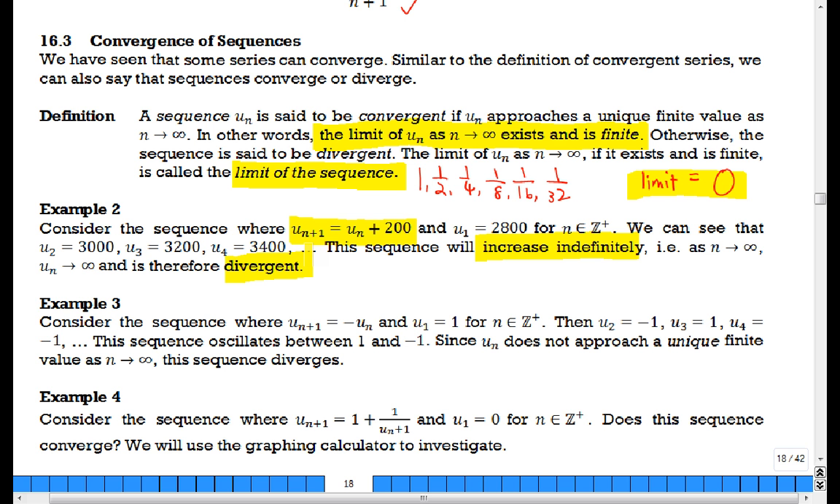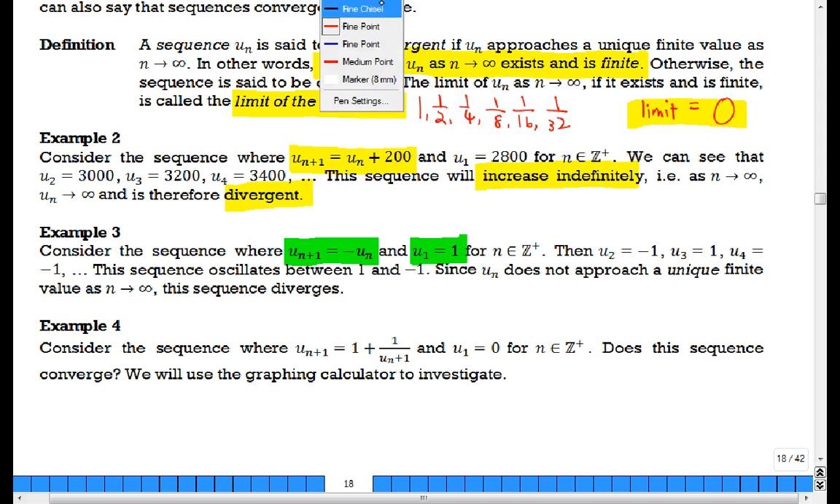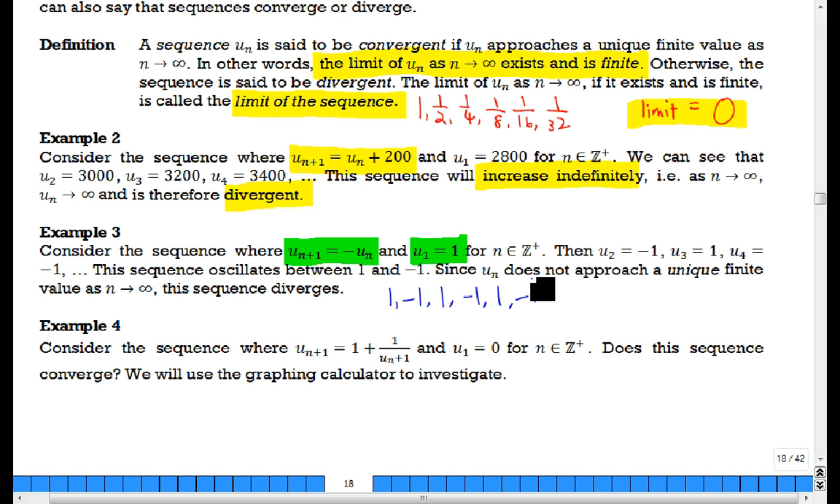Example 3. Let's look at example 3. This recurrence relation is just the negative of the previous term, which means if it starts at 1, then to be more concrete, it is 1, minus 1, 1, minus 1, 1, minus 1. Does it converge? No, it doesn't. Because as n tends to infinity, you don't know, it doesn't converge to a finite value. The keyword is a finite value. You don't know whether it's a 1 or a minus 1. So again, it's a divergent one.